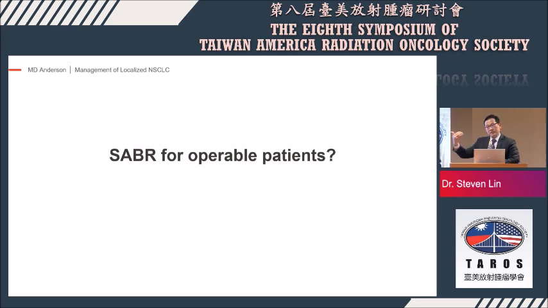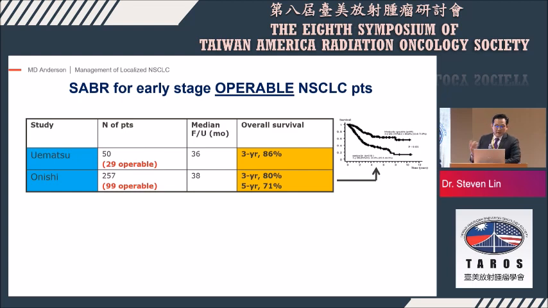So now can we actually move SABR to operable patients? Are we going to get the same outcome? Well, we know from the Japanese series that in the patients who refuse surgery, and if you look at their series of operable patients, their outcomes are really good, right?